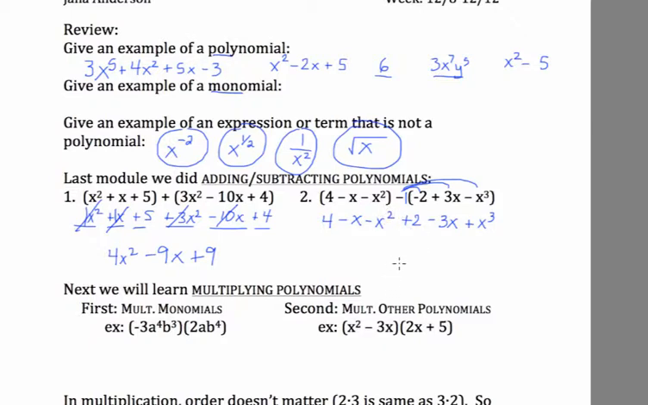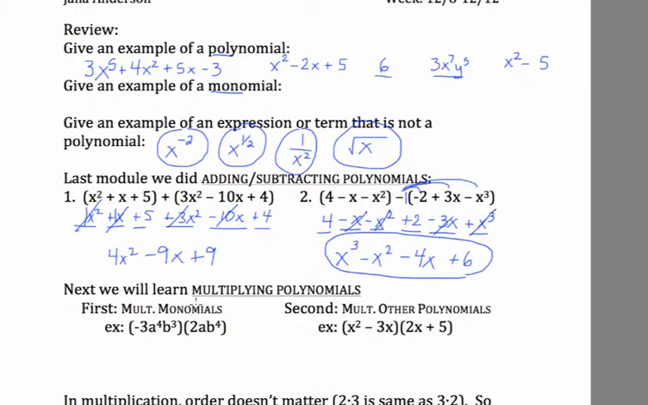Now I can add up my like terms. Let's see. I have a positive x cubed, a negative x squared. I'll have to do some combining here. I have a negative x and a negative 3x, so that'll be negative 4x. And a positive 4 and a positive 2 is a positive 6. Again, I cannot add these together anymore because they are not like terms. You have to have like terms to add or subtract.